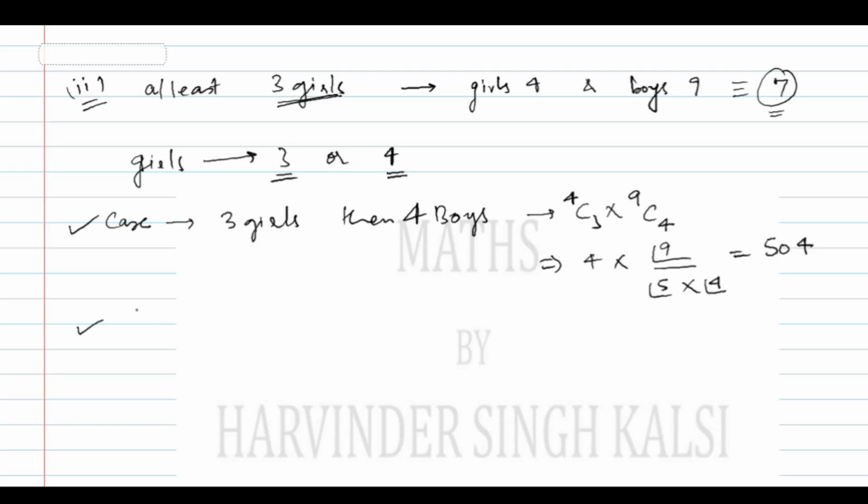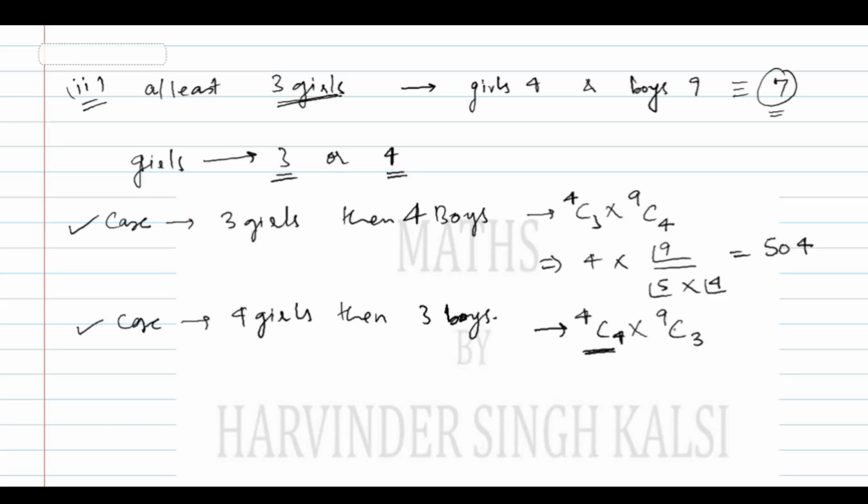Okay. In the next case, when we have 4 girls, then 3 boys would be there to form a committee. So the number of ways of selection would be how much? This will be equal to 4C4, that is the number of ways of selecting 4 girls out of 4, into the number of ways of selecting 3 boys, and the boys are total 9. Therefore this will be 9C3. Okay, so this will be equal to 1 into 9C3.